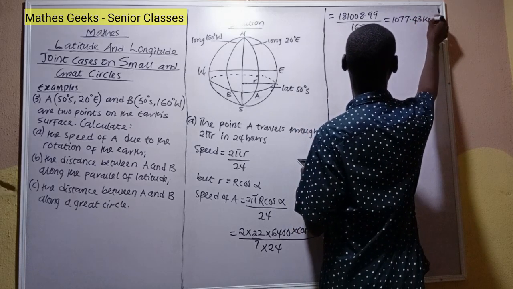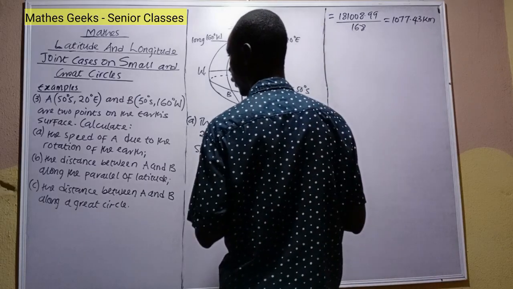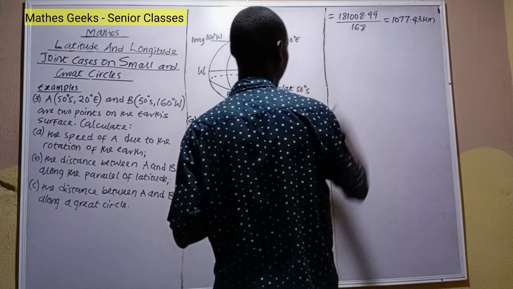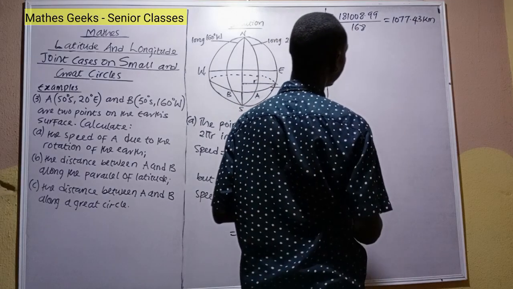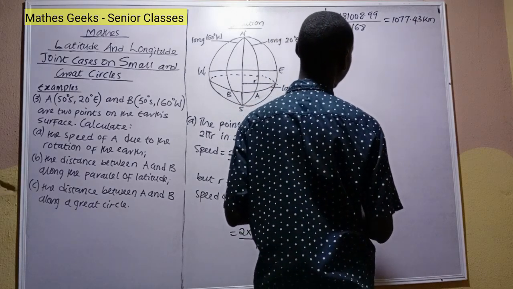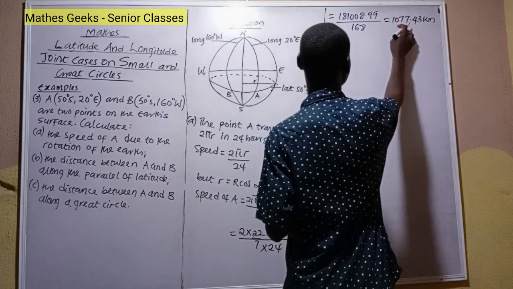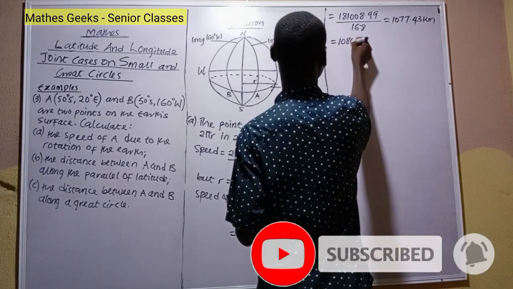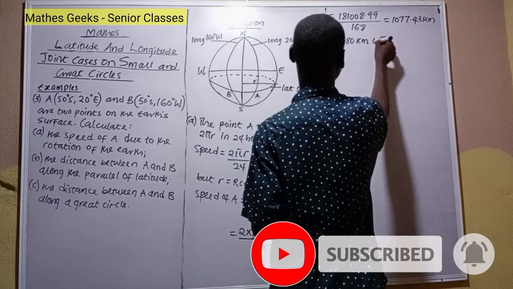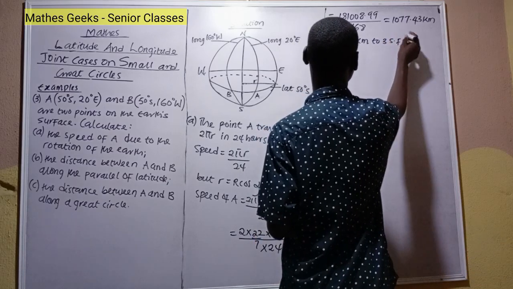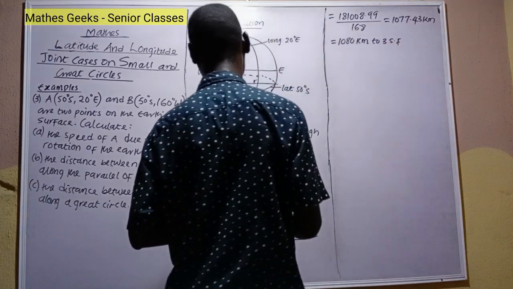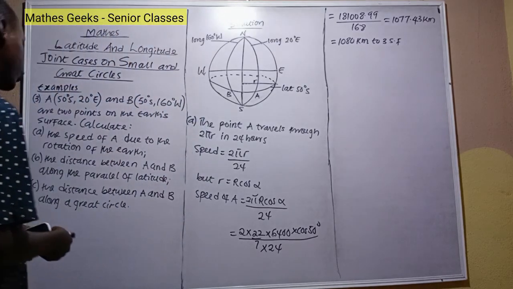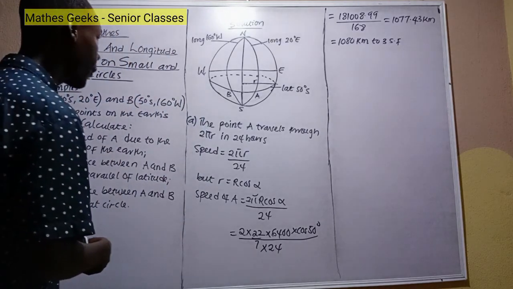1077.43 kilometers. The question says the answer should be correct to two significant figures. So I'm going to correct mine to two significant figures, giving 1080 kilometers. So that's the speed of point A due to the rotation of the Earth.